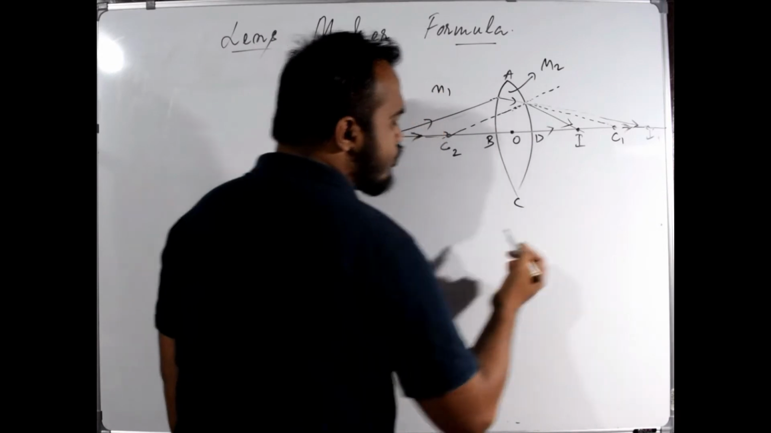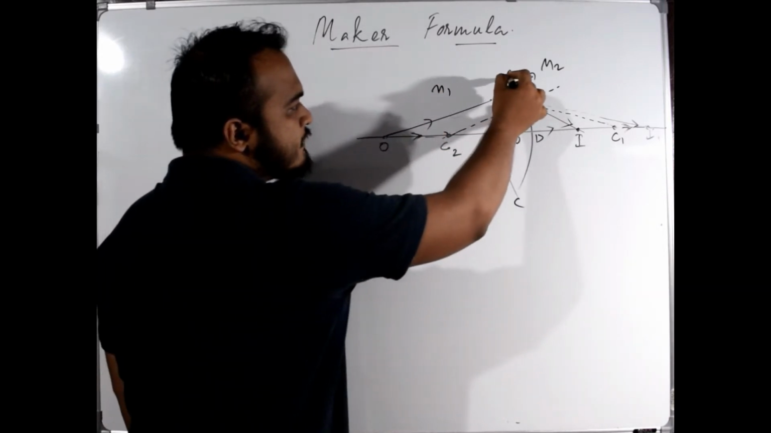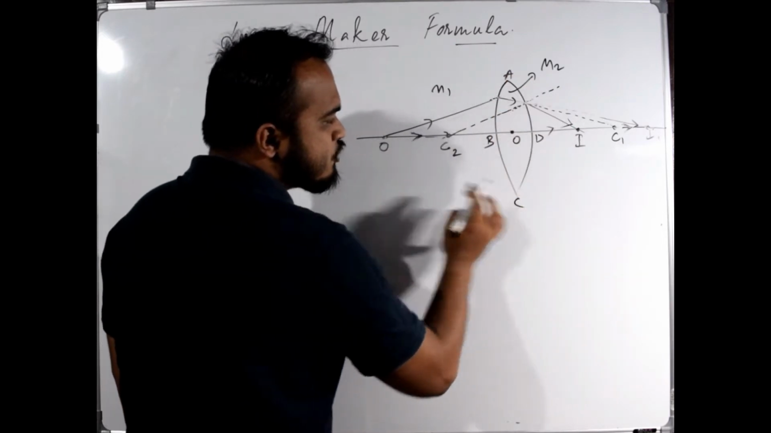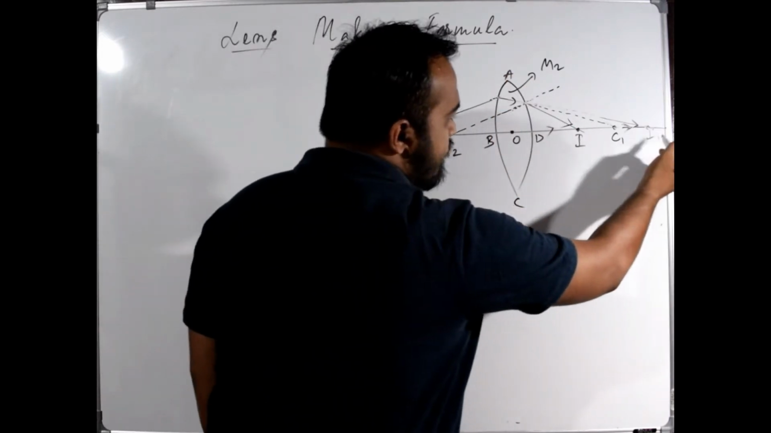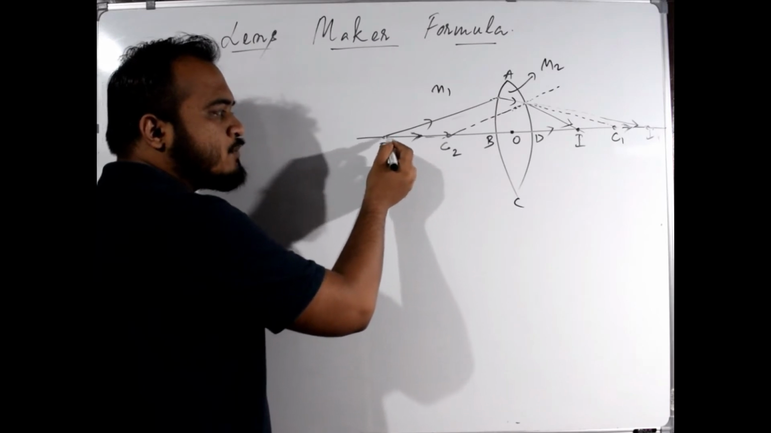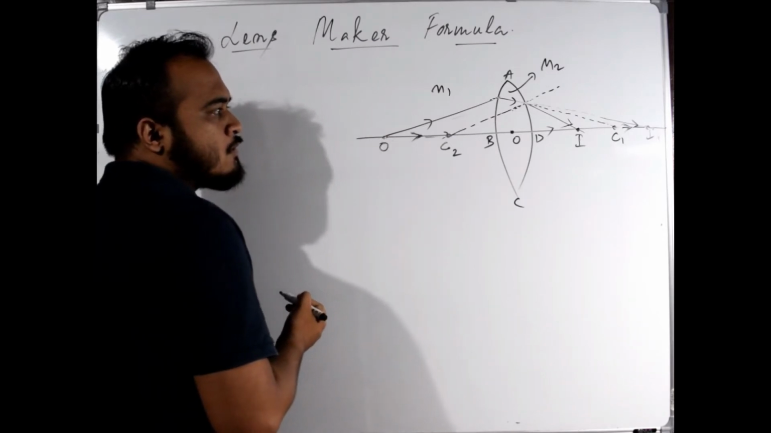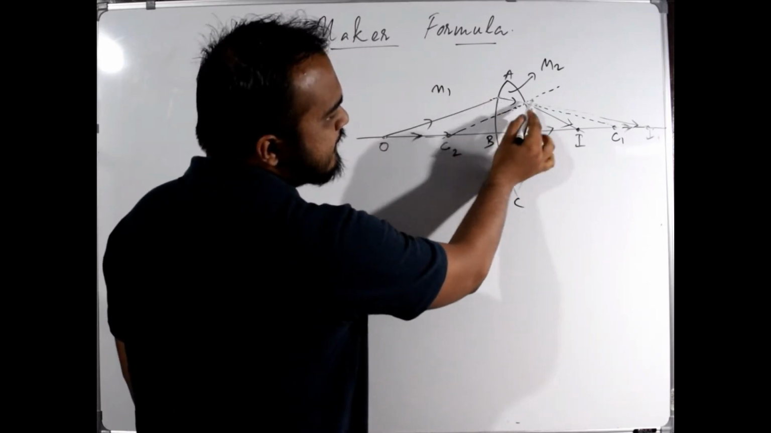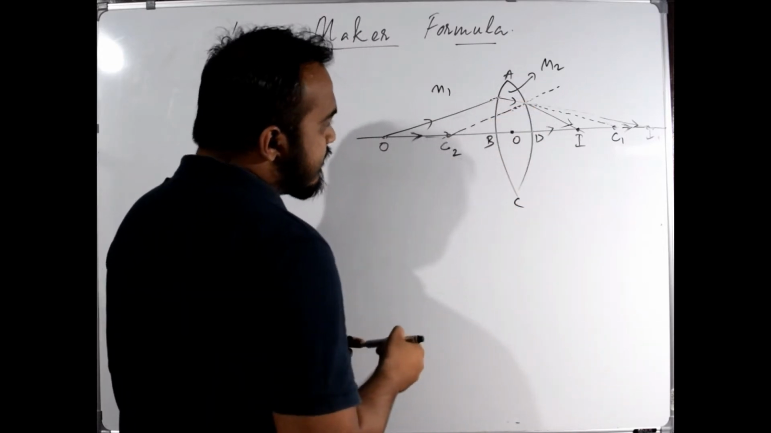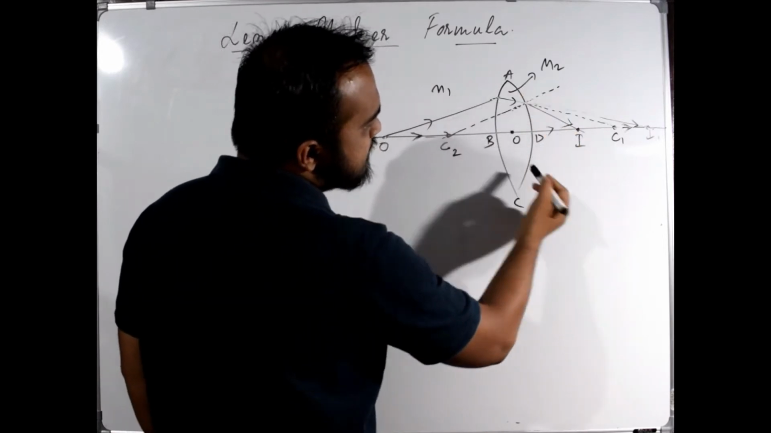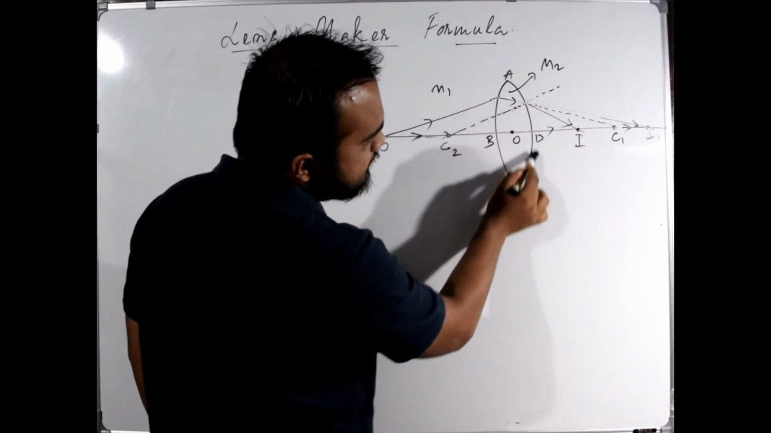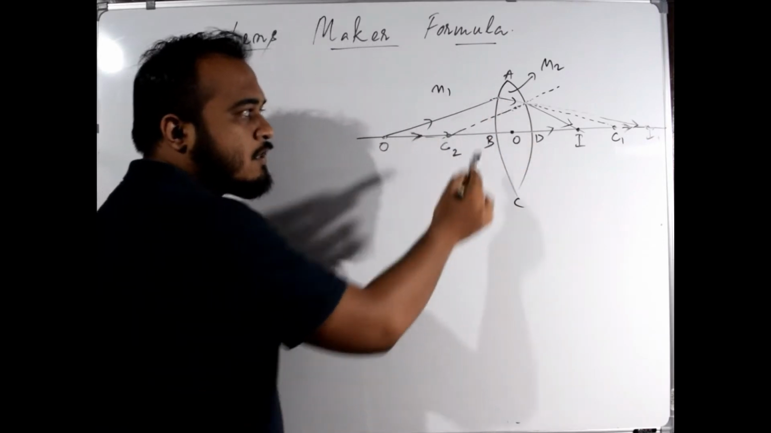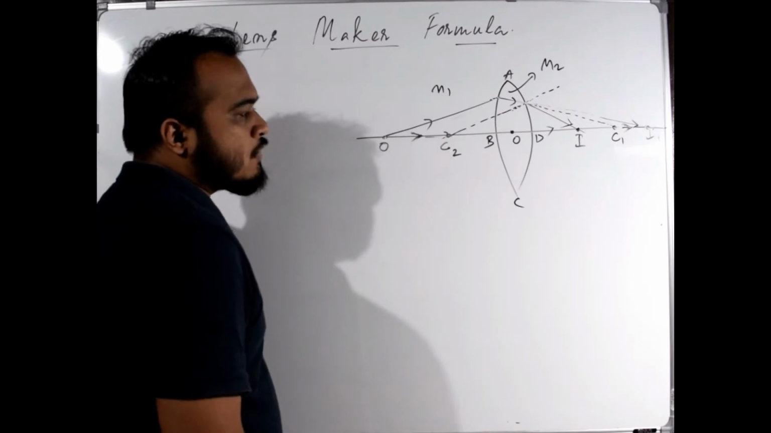I1 will be the image of the object O when the surface ADC is not present. Suppose the surface ADC is present, in that case this ray will suffer another refraction.